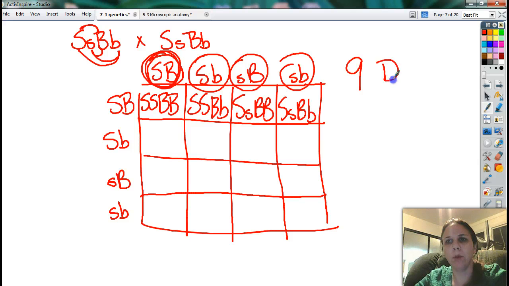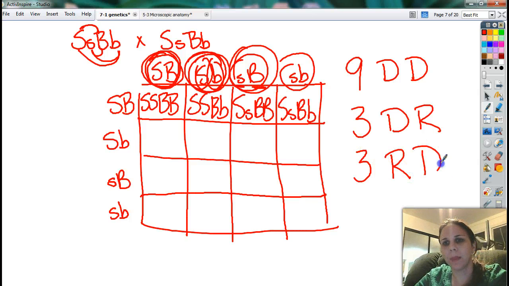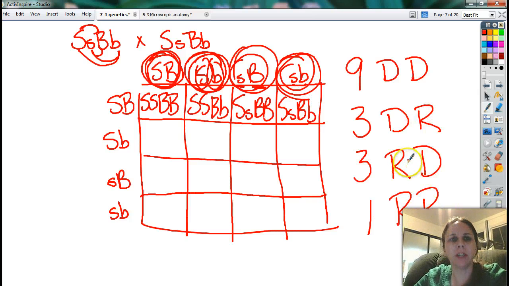It'll have both dominant traits. 3 of the cats are going to have 1 dominant and 1 recessive. 3 of the cats are going to look like this: they're going to have a recessive and a dominant. And then 1 of the cats is going to look like this: recessive, recessive. Every single time, only if both sides are different for all 4. And I always get this wonderful ratio, 9 to 3 to 3 to 1.